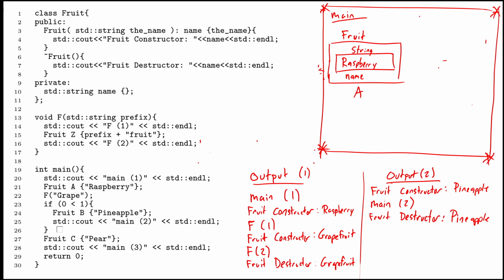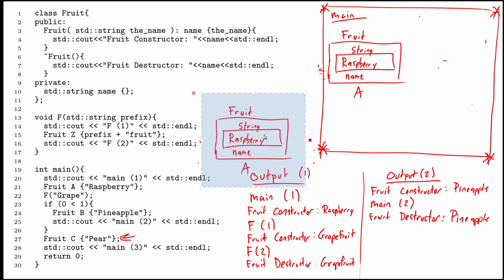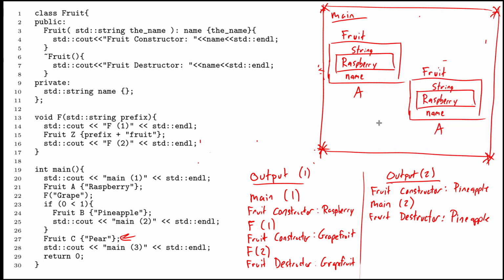Okay, so I'm back in main, I'm on line 27, and I create another object of type fruit. Now this time maybe I can copy and paste. There we go. Okay, so I made a second object of type fruit. Its name is going to be C, and the name member is going to be set to pear. And of course, in all the copying and pasting, I will remember to actually call the constructor. So I call fruit constructor, and I print out pear. And then the constructor ends, and now the object is fully constructed, and I can get down to line 28, which is main 3.